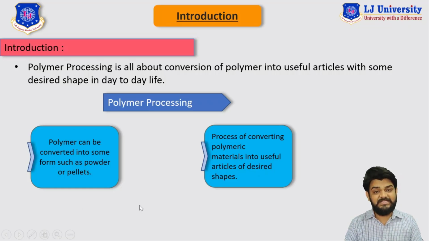Then if we look at the second type of polymer processing, it is the processing of converting polymeric material into a useful article of desired shape.